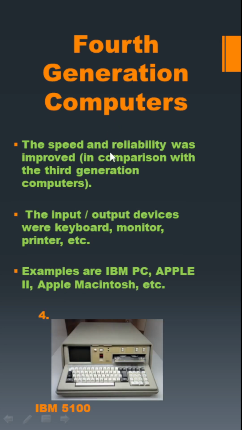They were smaller in size, cheaper, and more efficient than the third generation computers. The speed and reliability was improved in comparison with the third generation computers, while the input output devices were keyboard, monitor, printer, etc. A notable example is this IBM 5100. So that's all for the fourth generation computers.